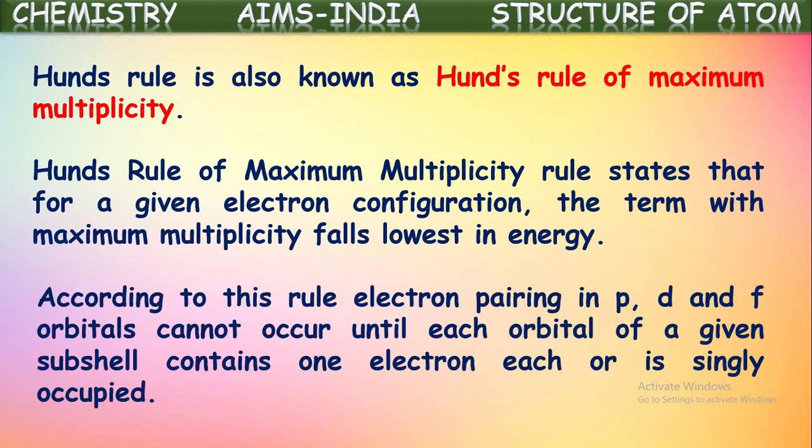So according to this rule, electron pairing in p, d and f orbitals cannot occur until each orbital of a given subshell contains one electron, or is singly occupied. So first all the degenerate orbitals will be occupied by a single electron, then only pairing will take place. Okay, this is explained clearly by Hund's rule of maximum multiplicity.